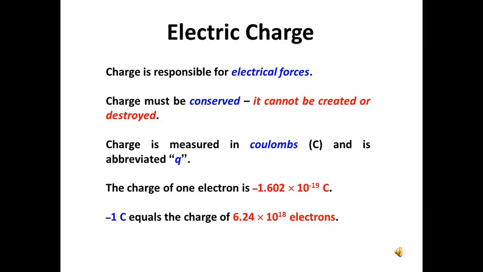Charge must be conserved. It cannot be created or destroyed. Charge is measured in coulombs, C, and is denoted by Q. The charge of one electron is minus 1.602 into 10 power minus 19 coulomb. Minus 1 coulomb equals the charge of 6.24 into 10 power 18 electrons.